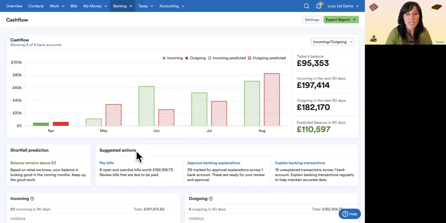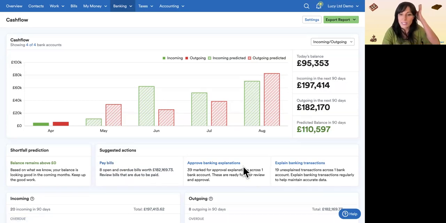But first of all, these suggested actions, what are they about? Essentially, FreeAgent does a huge amount of stuff to bring this data together, but there is an element of onus on yourselves to make sure that data gets kept up to date. And these actions are helping you to keep that data up to date. So the first thing we've got here is pay bills. I can see that I've got 8 open and overdue bills worth £182,000. What I can do is click into here and go through and pay those bills. And that means they'll show in the cash flow, not as predicted, but as actuals, and it'll become more accurate.